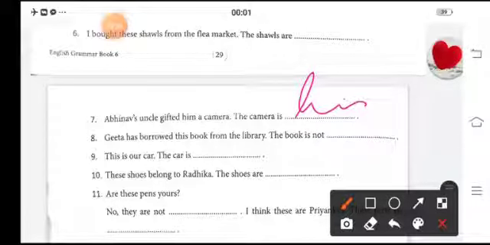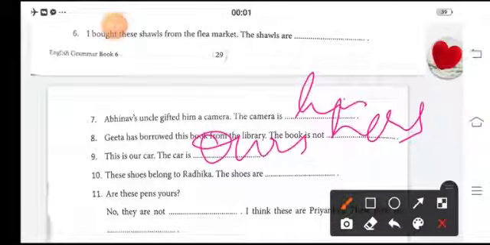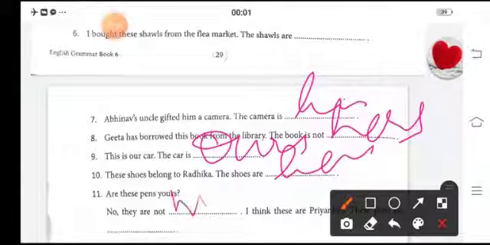Geeta has borrowed this book from the library. This book is not hers. This car is ours. This is our car. The car is ours. These shoes belong to Radhika. The shoes are hers. Are these pens yours? No, they are not mine. I think these are Priyanka's. These pens are hers.